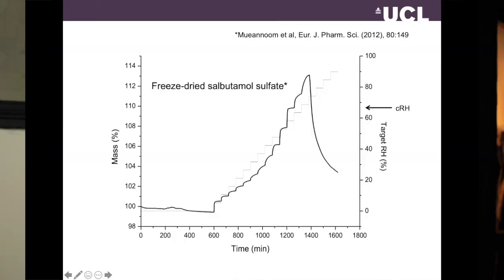Another example, same student, now it's salbutamol sulfate, same set of data. Now you can see that the critical humidity is a little bit lower, it's around about 65%. So DVS is a really useful technique for determining what the critical RH is of a particular material. Critical RH meaning it's that RH below which you could probably store the material and it will be reasonably stable, but above you're going to crystallize that material and you probably don't want to do that.